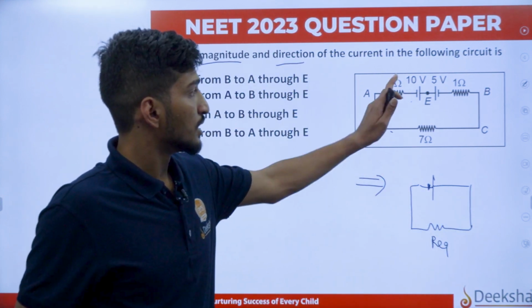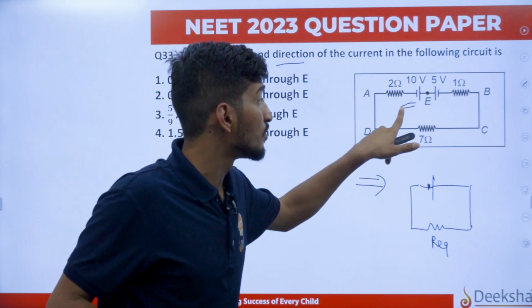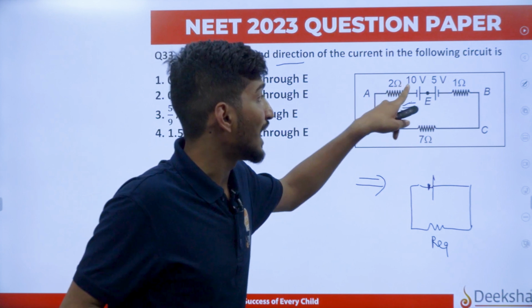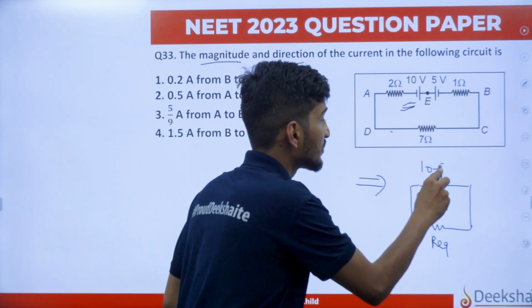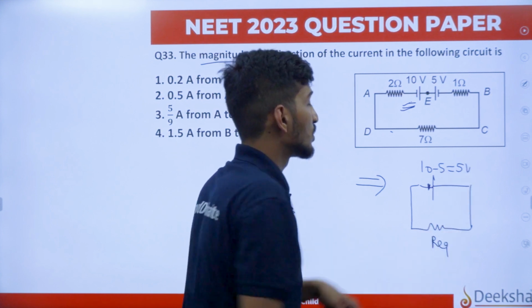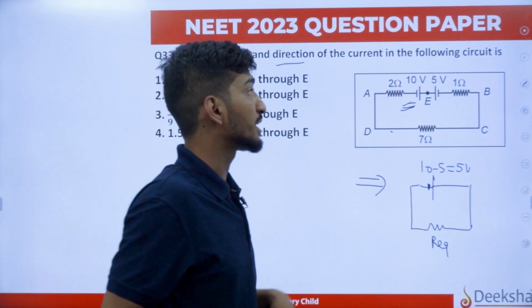So if I were to draw a net resultant of these two batteries, it would look something like this, in the sense of the bigger value, and a resultant of these two, 10 minus 5, which is 5 volt. So a 5 volt battery effectively is connected to this circuit right now.